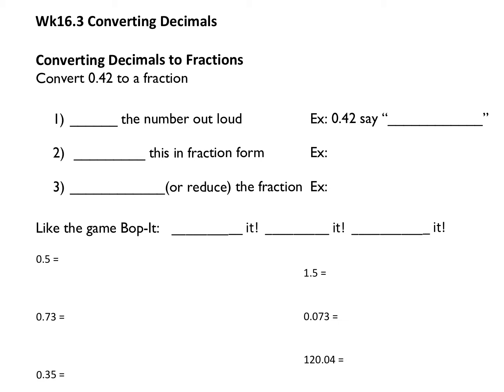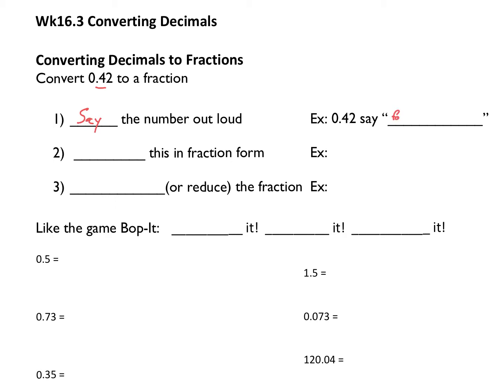Today we're going to convert decimals. We're going to convert them to fractions and percents both. So let's use this as an example. We're going to convert 42 hundredths to a fraction. Okay, so it's this simple. We say the number out loud. So we say 42 hundredths.